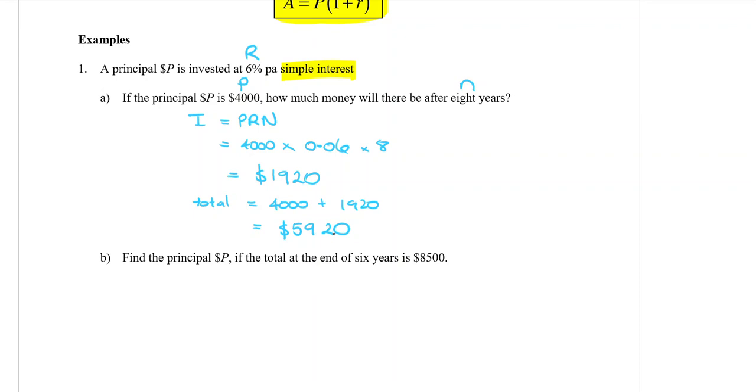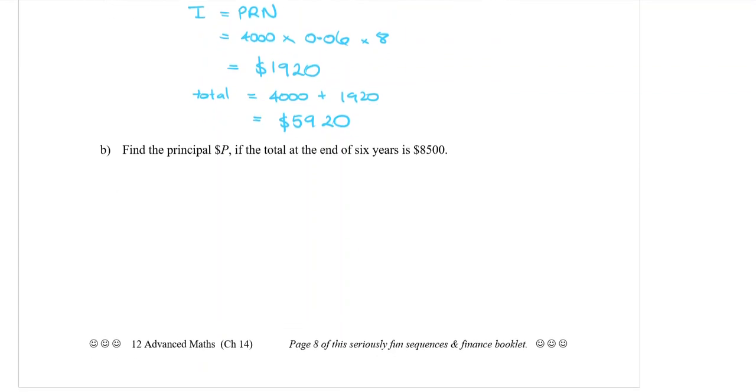Okay, on to part B. Find the principal, which is P, if the total at the end of 6 years is 8,500. Okay, so we're trying to find the P, so question mark on the P. We know that the total amount is 8,500. Ooh, that's interesting. The formula for simple interest doesn't have a total amount. It only has an I. That 8,500, I would need to subtract off a P, whatever P happens to be, to know what that is for interest.